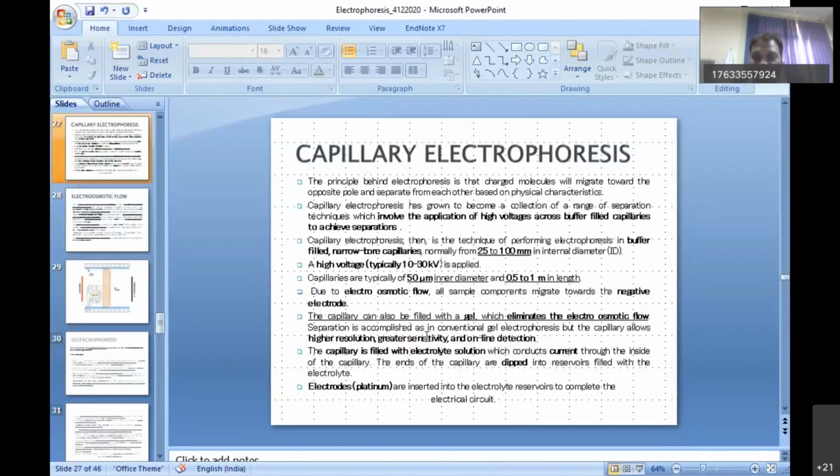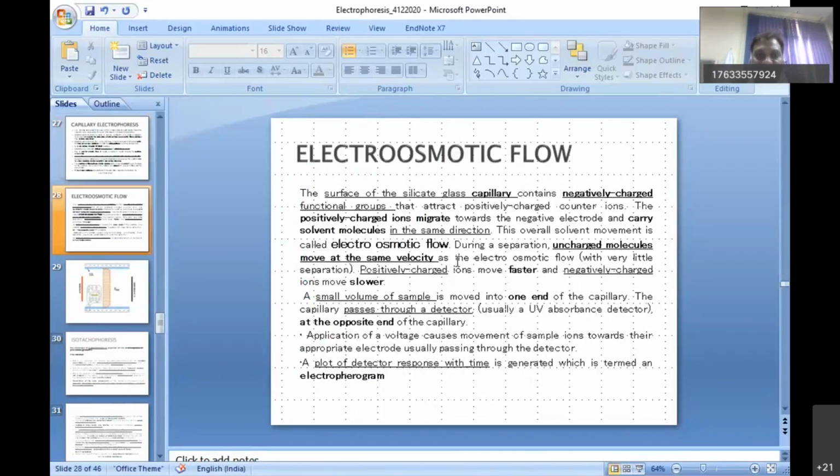The kind of electrophoresis used in the moving format is capillary electrophoresis, and I'm not going into very much detail on that. You will have the slide for this, but the principle depends on the electroosmotic flow. The method used in capillary electrophoresis is basically electroosmotic flow.